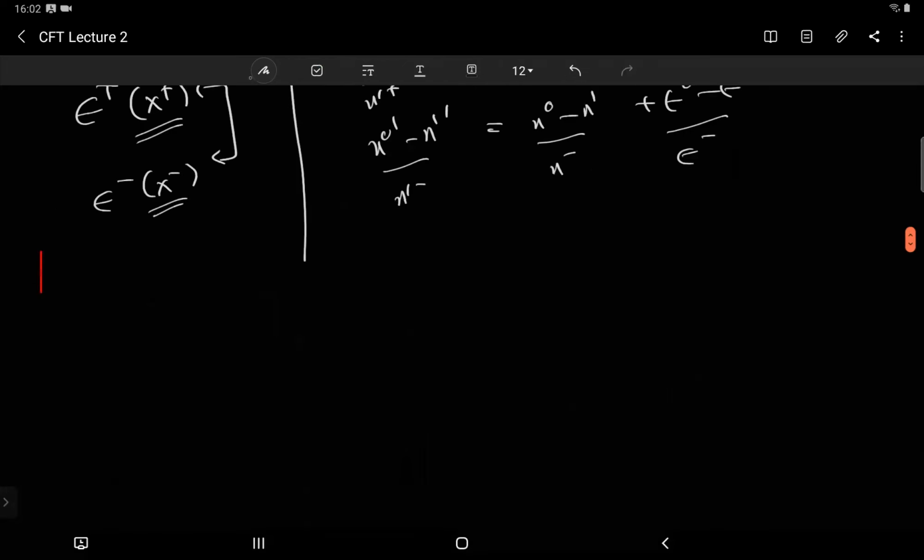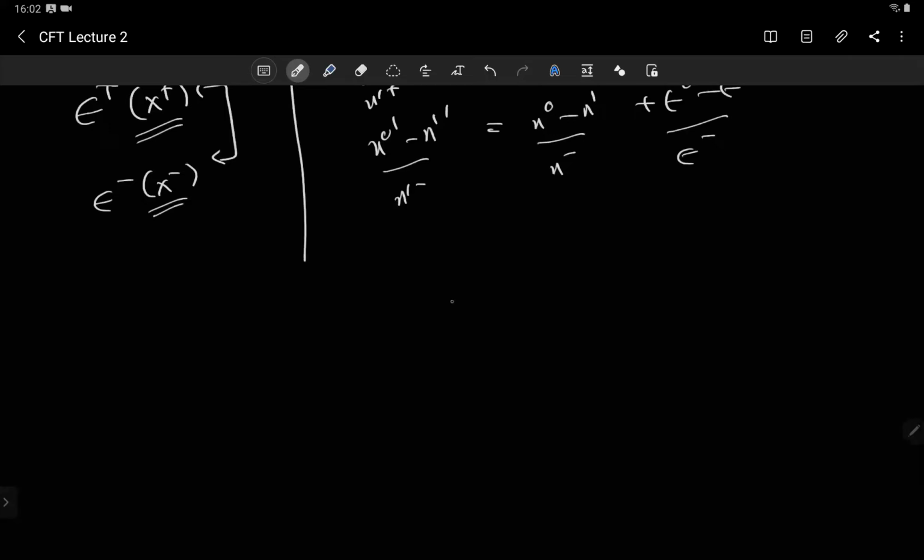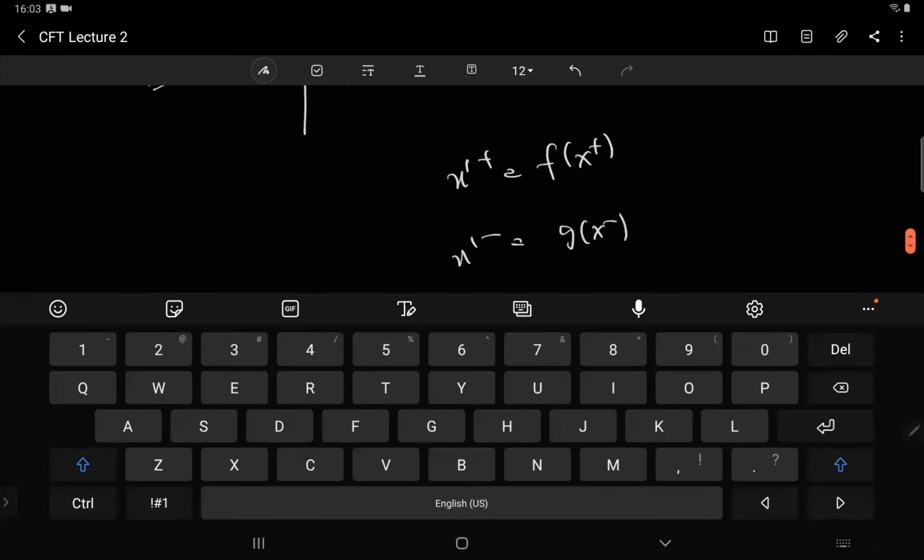Okay, and then I said that the finite version of this just means that x prime plus is any function of x plus, and x prime minus is any function of x minus. Is it okay? Yes, sir. Okay.